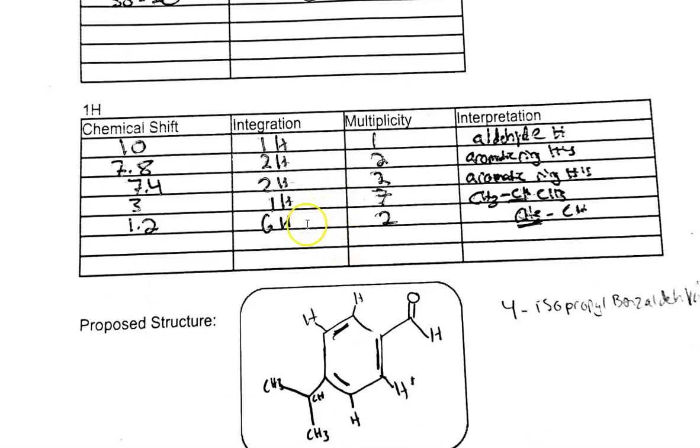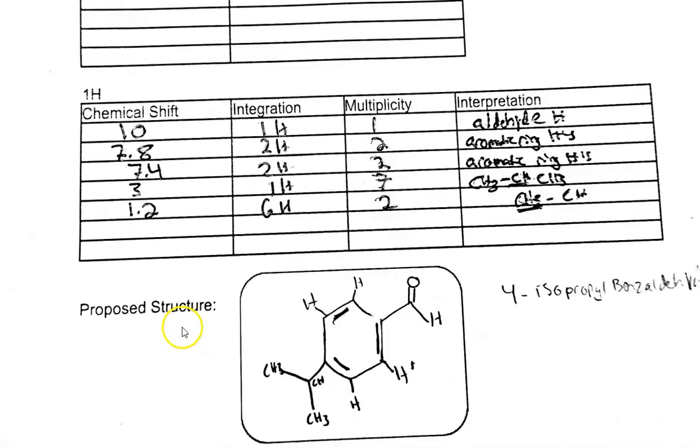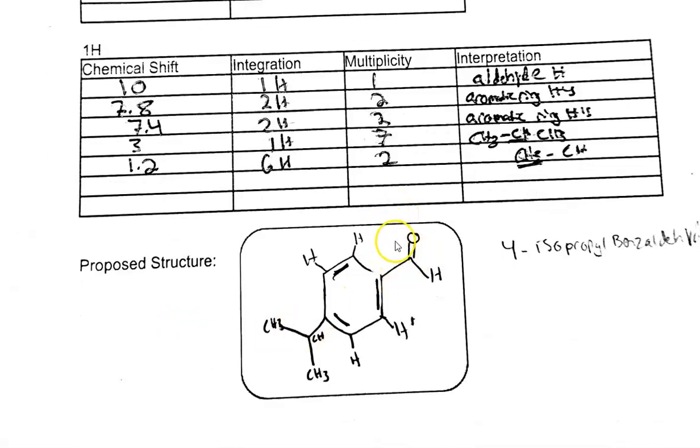And then this is what I anticipate is the 4-isopropyl benzaldehyde. The reason I put them in this para position is because when you have these 2 doublets in the benzene ring, they indicate para positioning. That's why they're like this.